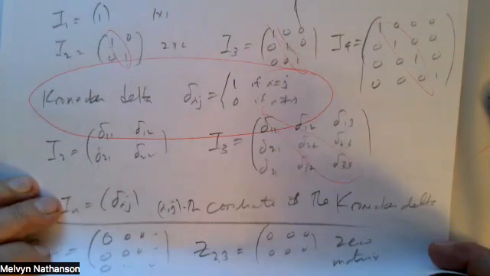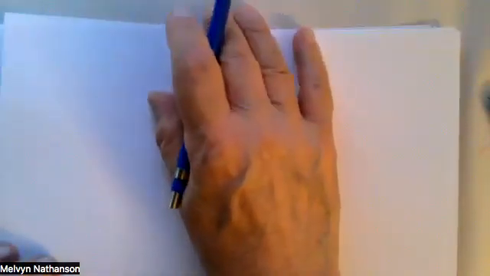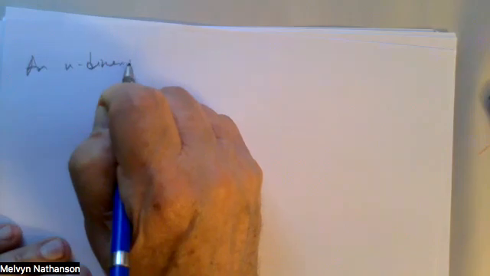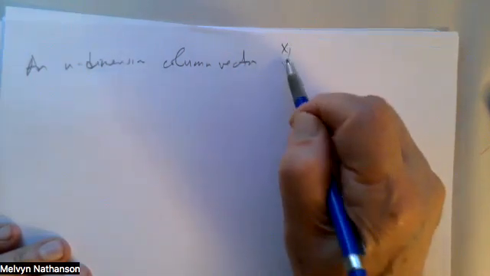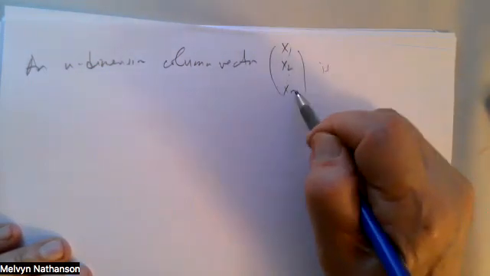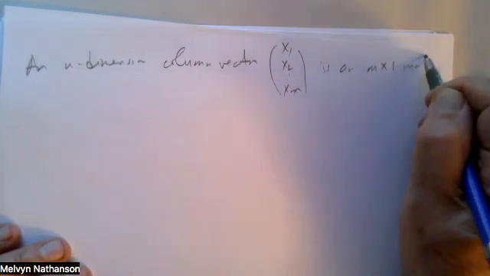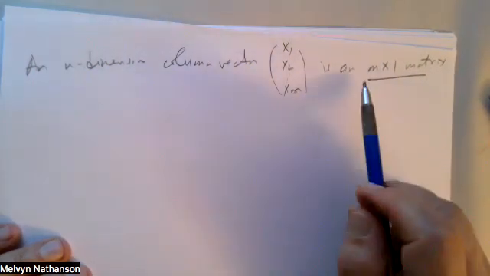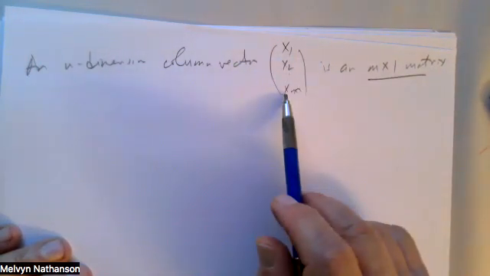So we're going to spend a lot of time in this course working with matrices. An n-dimensional column vector is a matrix with one column. This is an M by 1 matrix. The first number is the number of rows. The second number is the number of columns. Here you have M rows, 1 column.